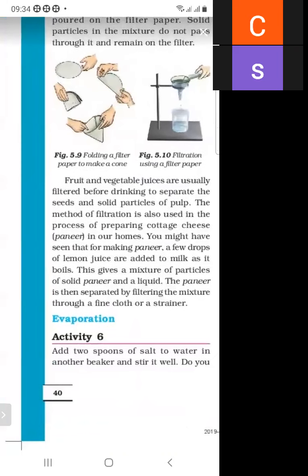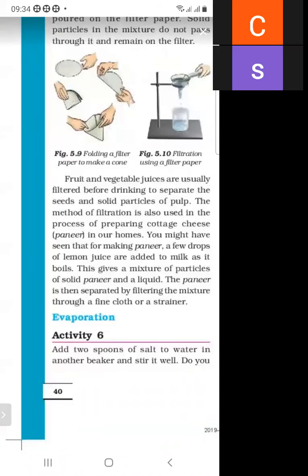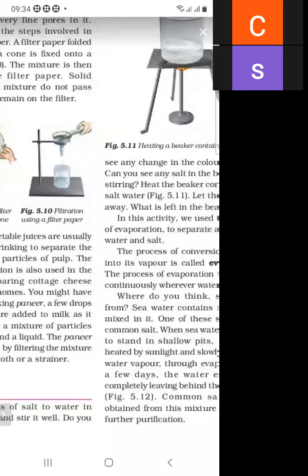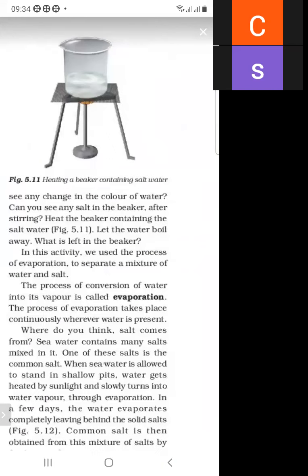For understanding evaporation, we will perform Activity 6. We will add 2 spoons of salt to water in another beaker and stir it well. Firstly, we will take 2 spoons of salt, and then we will add this salt into the water. Do you see any change in the color of water? If we put the salt into the water, what do we see? Can you see any salt in the beaker after stirring?